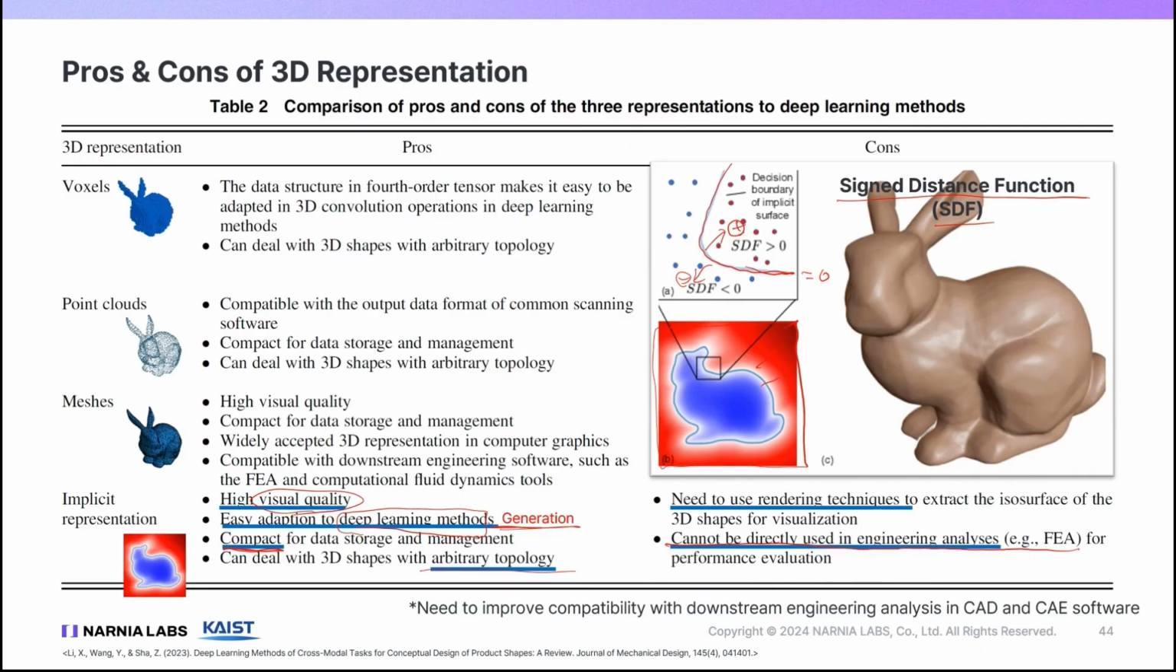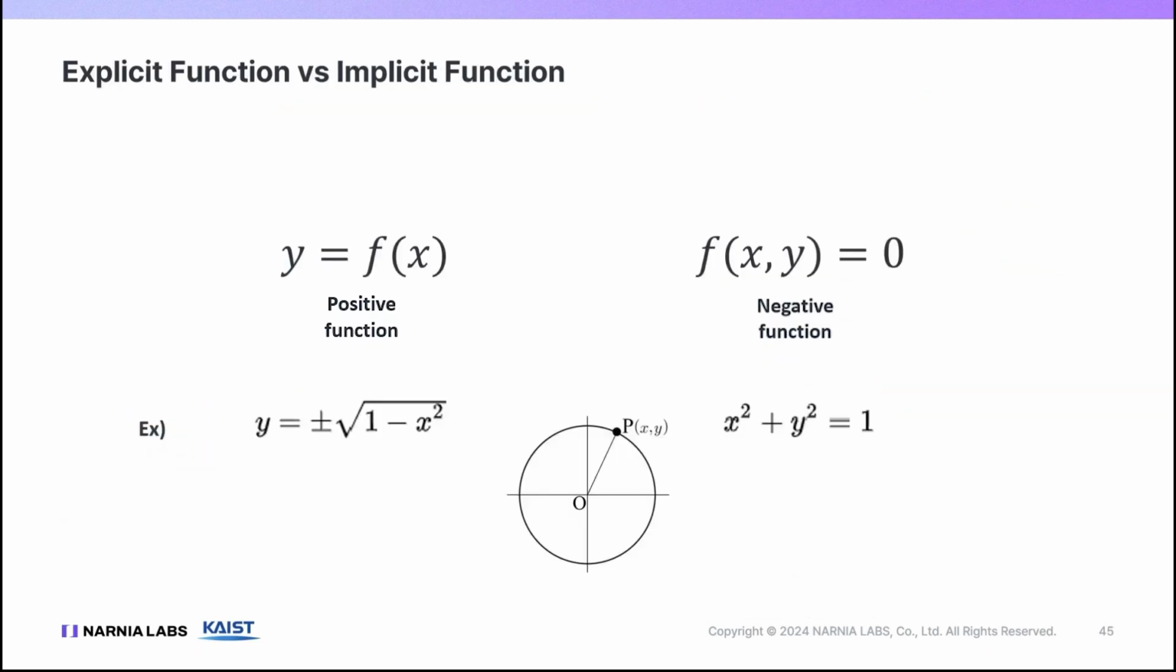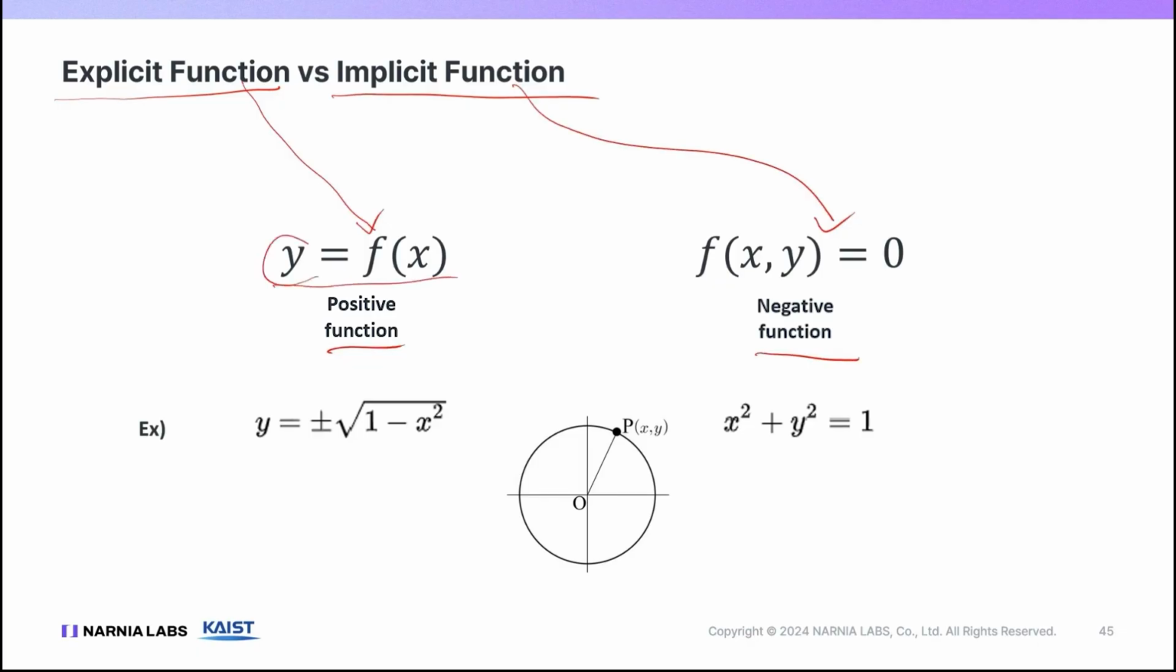If we look a bit more into these distance functions, what does it mean to be implicit? Then, we can compare explicit functions and implicit functions. An explicit function is a positive function, while an implicit function is a negative function. So a positive function is one that can be written in the form y equals f(x), where the y you want to find comes out as the output. A negative function is one where x and y are both inputs and the result is 0 or some constant. That's what we mean by such a function.